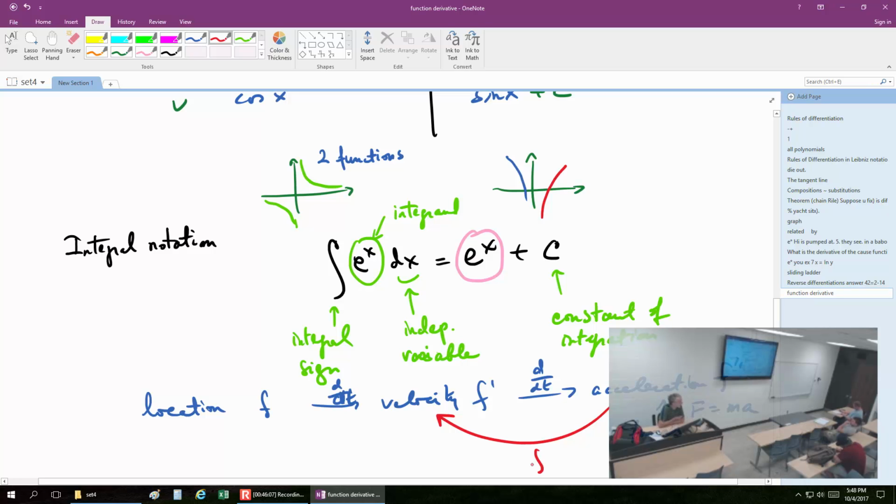Velocity is the antiderivative of acceleration. The answer is ambiguous unless you know the initial velocity. Then you do it one more time, and from velocity you find the location, and that's once again anti-differentiation. Once again the answer is ambiguous unless you know your initial location.